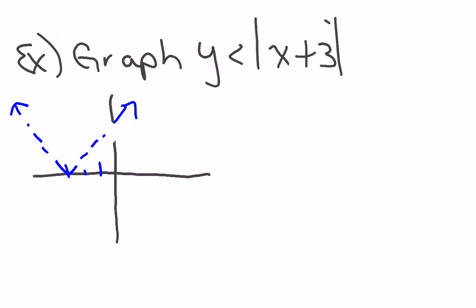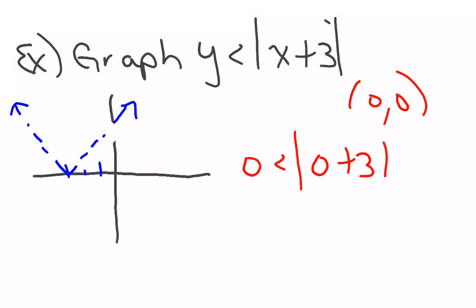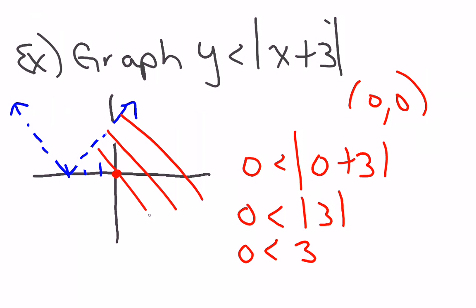Now, we have to figure out where to shade it. So again, we pick a point not on the line. I'm going to pick 0, 0. If that's always available, I usually pick it. It's really nice. So if I pick the point 0, 0, we're going to plug it in for x and y into the inequality. So we have 0 is less than the absolute value of 0 plus 3. We have 0 is less than the absolute value of 3. The absolute value of 3 is 3. 0 is less than 3. Is that true? Yes, it is. So because we picked 0, 0, that's right here, it is true. That's the part that we shade. So we're on the outside of this.